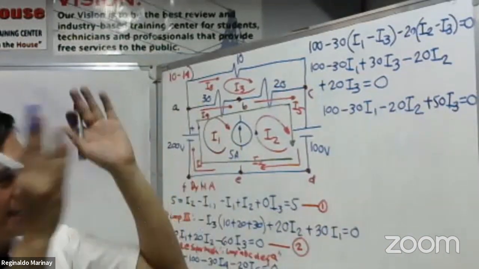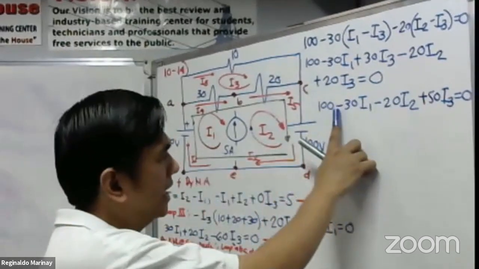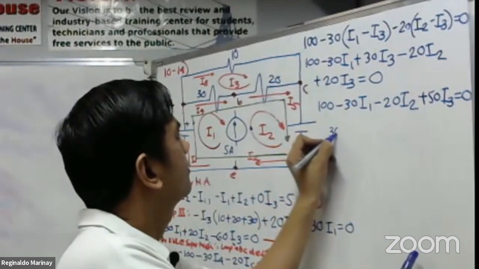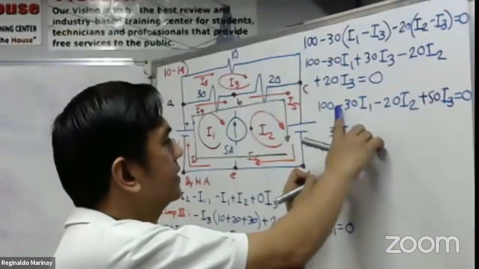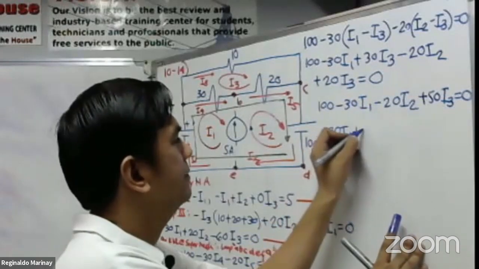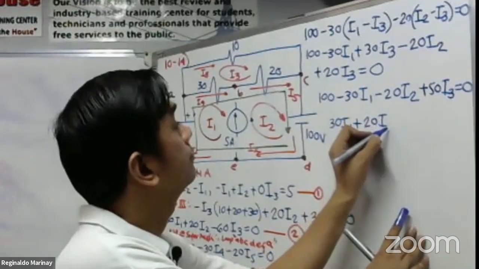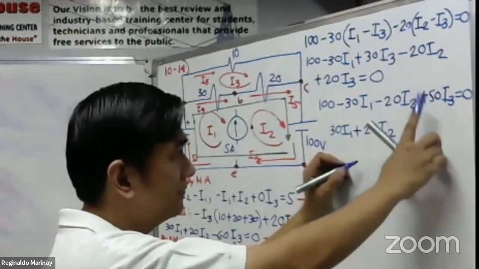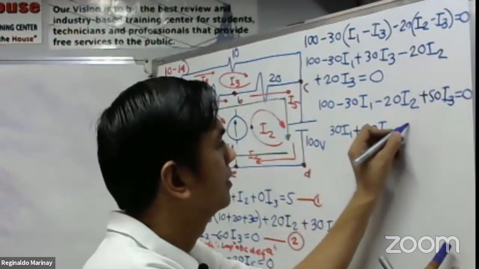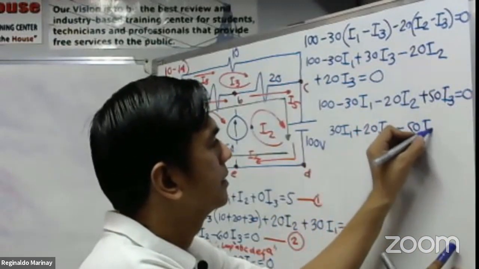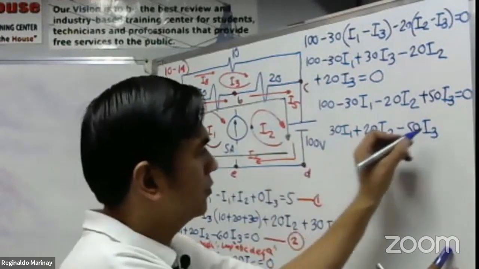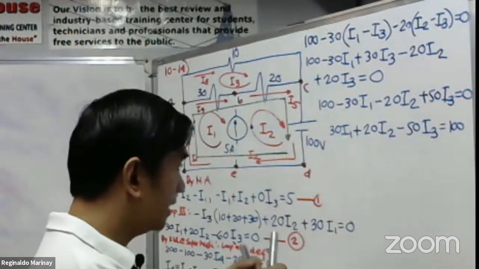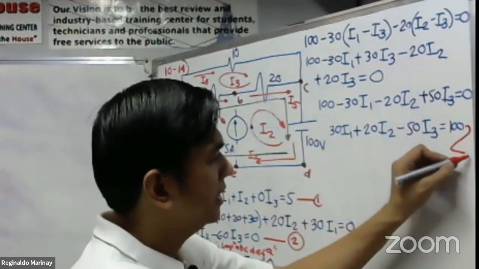Now, I don't want to see any negative here. Let us transpose the negative on the right side of the equation. We'll be having positive 30 I sub 1. Negative will become positive 20 I sub 2. But, of course, no choice. We have 50, positive will become negative. Then that is equal to 100. Therefore, we'll be having our equation number 3 now. So, this will now be very easy.